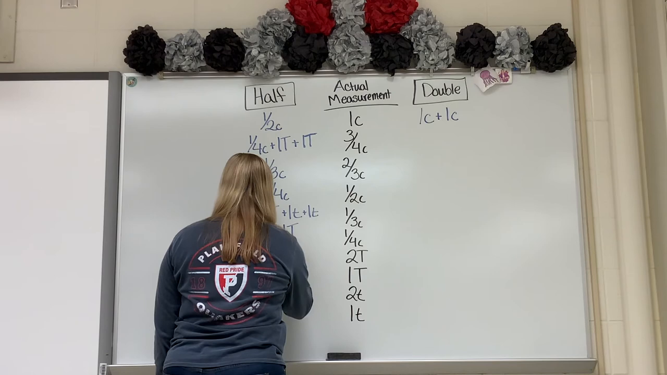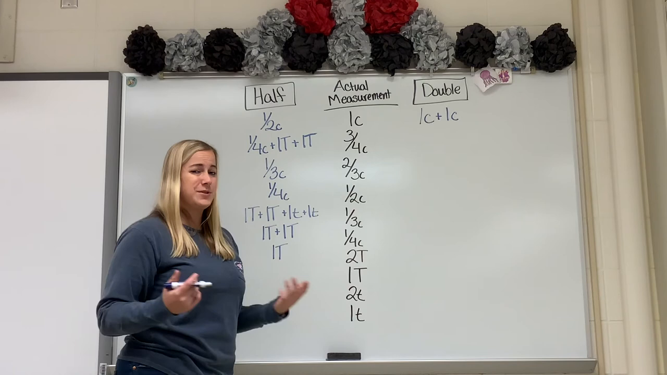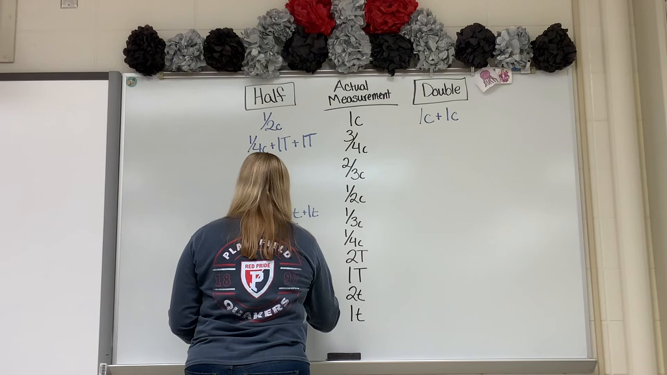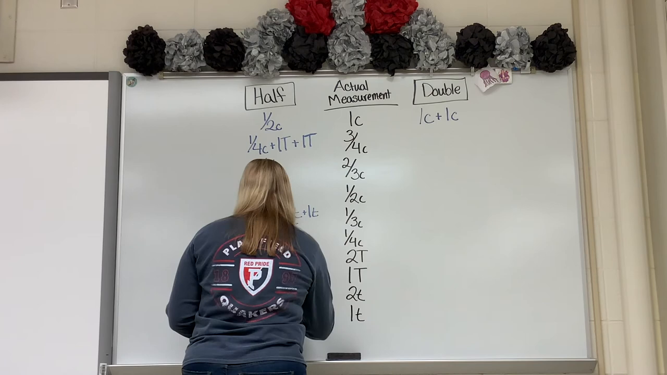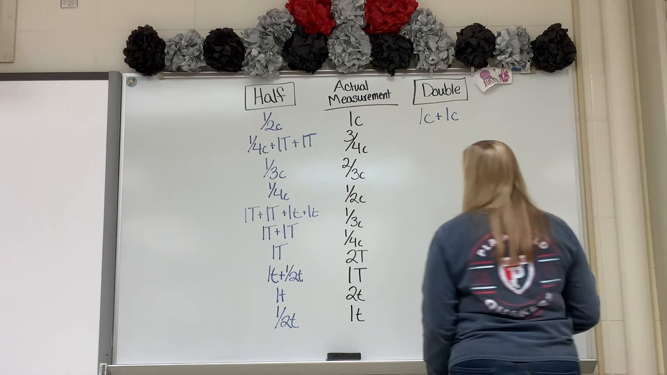Okay, for 1 tablespoon, we might have to break this down into teaspoons. Okay, so 1 tablespoon equals 3 teaspoons. Half of 3 is 1.5, so it's going to be 1 teaspoon plus 1/2 teaspoon. Okay, half of 2 teaspoons is going to be 1 teaspoon because half of 2 is 1. And then half of 1 teaspoon is going to be 1/2 teaspoon.